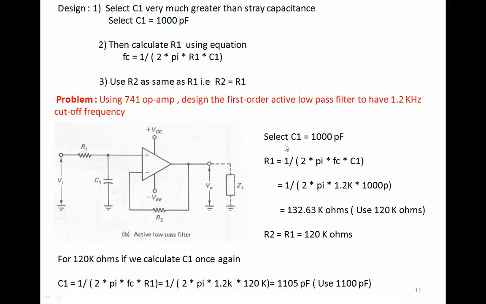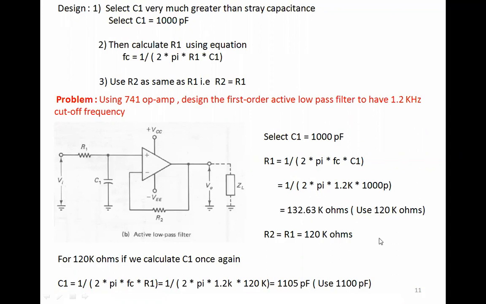Now we're going to use this first select one, which is C1 is equal to 1000 picofarad. This is capacitance. Most of the problems will be considering this, so even if it's not mentioned in the problem, you will have to take this value by default. And we have the value for R1. R1 is equal to 1 by 2 pi FC into C1. So 1 by 2 pi FC, where FC is 1.2 and C is 1000 pico. When we multiply, we get 132 kilo ohms.